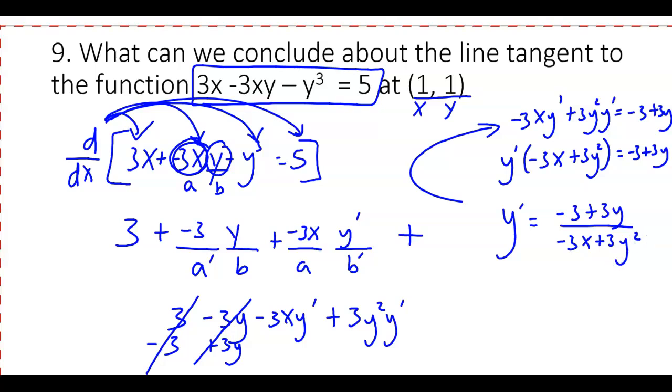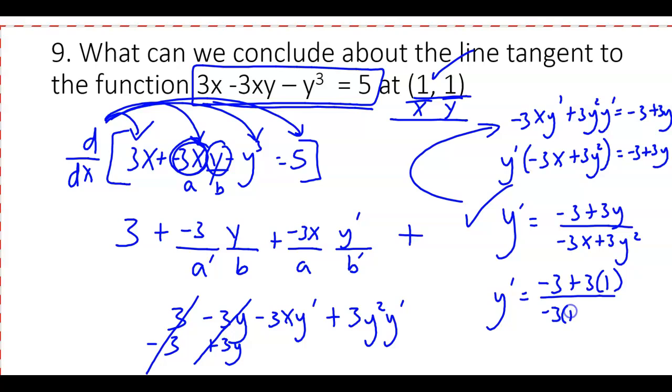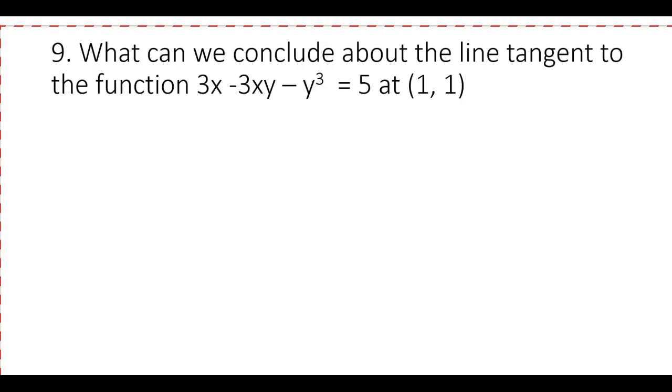So let's go back to the original question. The original question is, what can we conclude about the line that's tangent to this function at this point? Well, a tangent line has an x value, y value, and a slope. We were in the process of finding the slope. The first step is to find the derivative, which I've done. The next step is to plug the numbers in that they give you. So let's do that. Negative 3 plus the y value is 1. The x value is 1. And the y value is 1. Okay? So on the top you end up with 0, and on the bottom you end up with 0, and that's undefined. Okay? So that means that the tangent line either doesn't exist or it's a vertical tangent line.